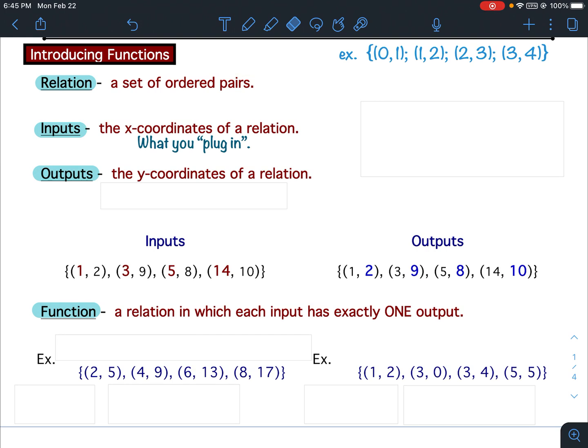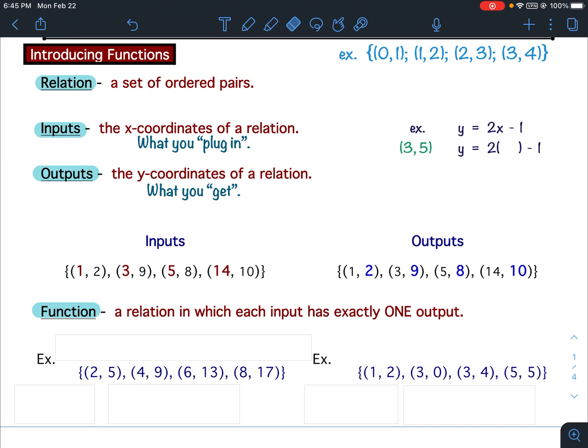Your outputs are the y-coordinates of a relation. It is what you get. So your input is what you plug in, the output is what you get. The inputs are your x-coordinates, the outputs are your y-coordinates. Pause your video and get those written down.